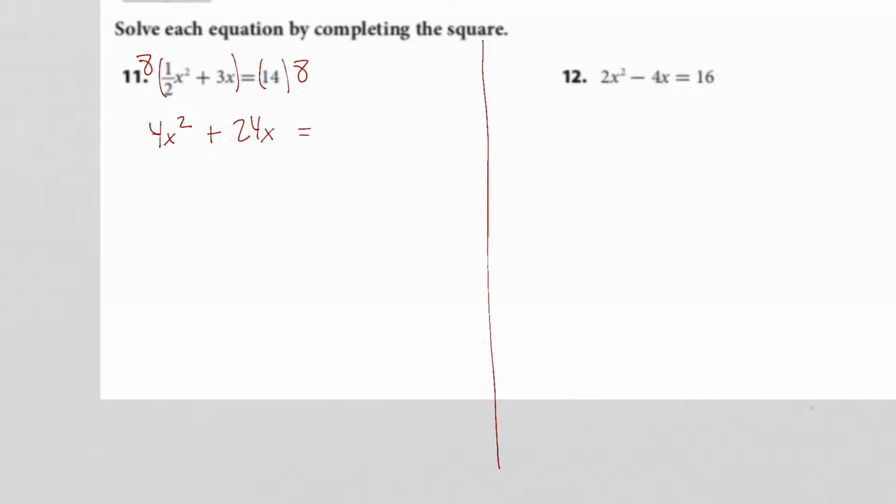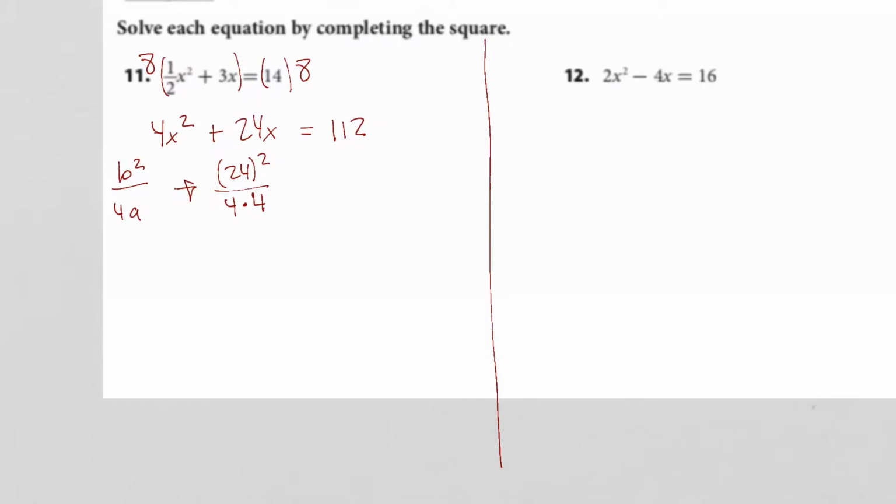Didn't really take me too long. That's going to be 112. And now I can use this, b squared divided by 4 times a formula, to figure out what to add next. So here we go, we've got b squared. That's going to be 24 squared divided by 4 times how much is a? A is 4 in this instance. And that's going to give me what I'm going to have to add.